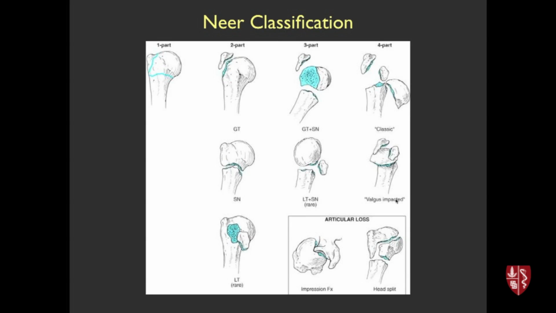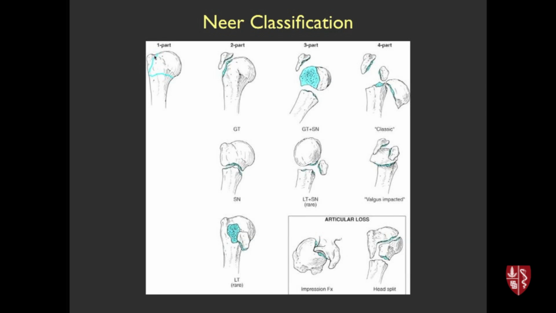The last slide here is the classification system, which you don't have to know all the details of the Neer classification, but it's good to be aware that in orthopedics they have these different classification systems, and they do use this for glenohumeral injuries, or I should probably say proximal humeral fractures. And the idea is basically that there's different numbers of parts for these fractures. So in this upper left example, this is a so-called one-part fracture.